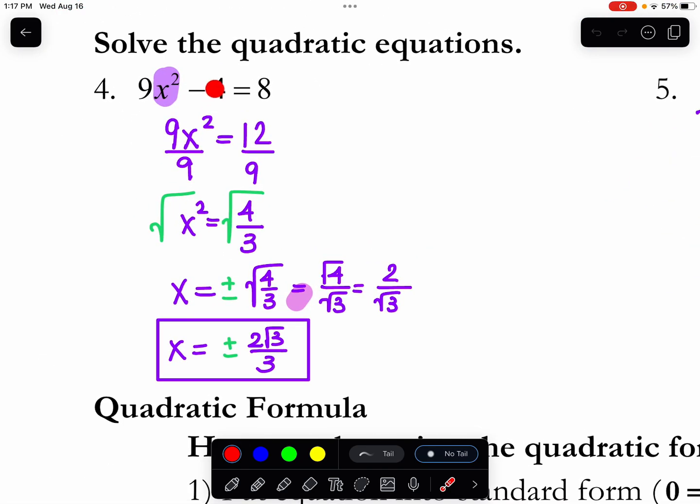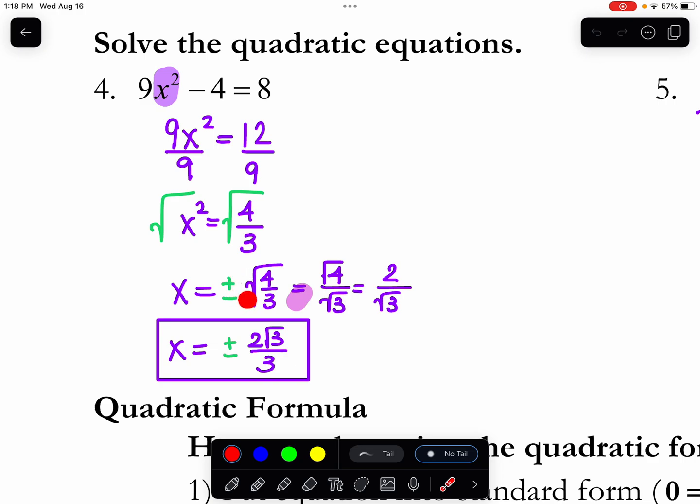Notice there's no x term, right? It's just the x squared and then the constants. What we're going to do is instead of setting the equation equal to 0, we're going to bring all the constants to one side. So in this case, add 4. And then we're going to isolate the squared. So I'm going to divide both sides by 9. X squared equals 4/3. Take the square root of both sides.